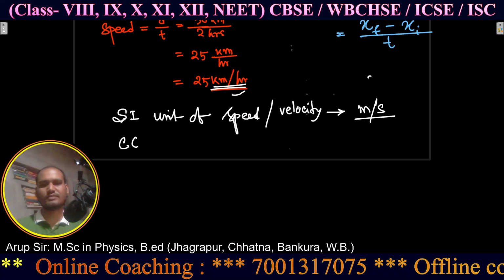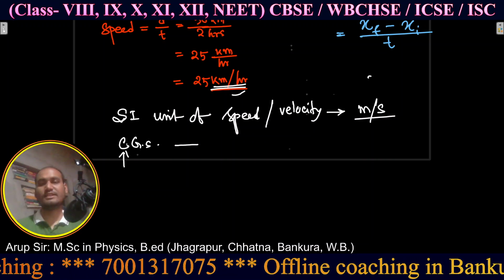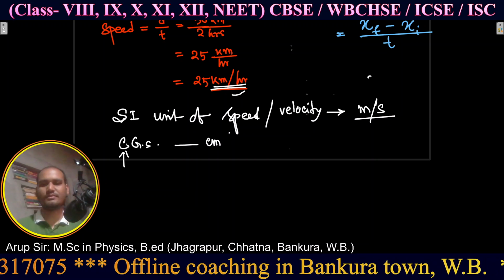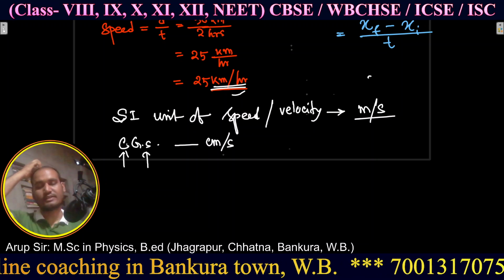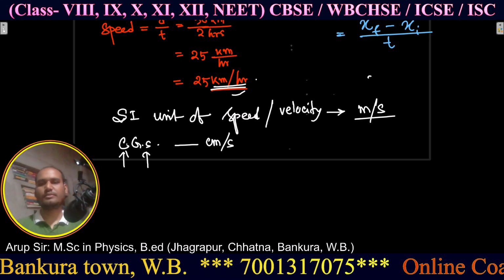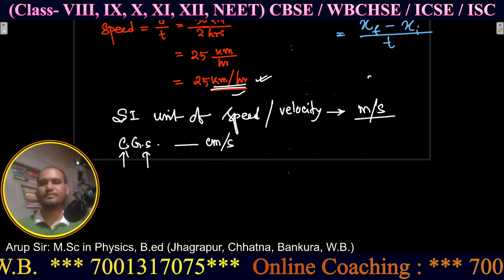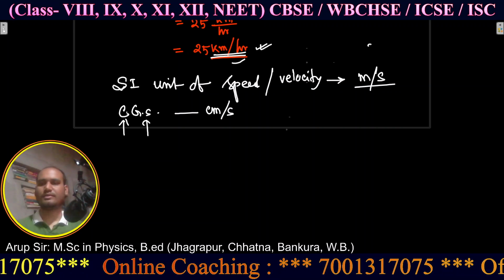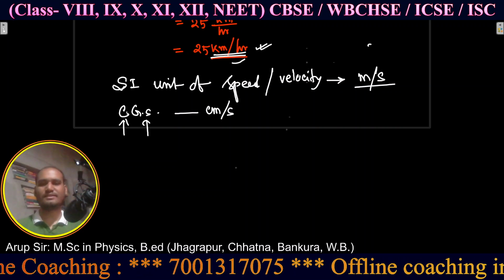Now the CGS unit. CGS means centimeter, gram, second. I have already said C is for centimeter. So length or distance is in centimeter, and time is in second. So centimeter per second is the unit of speed or velocity in the CGS system. Also kilometer per hour, sometimes a question may ask in that unit. So sometimes it is important to change the unit kilometer per hour into meter per second. So how can we change it?